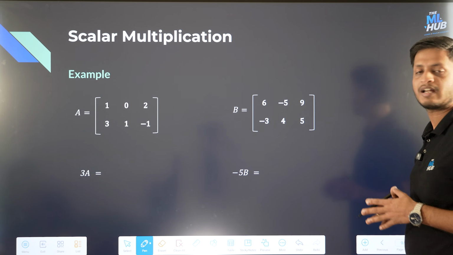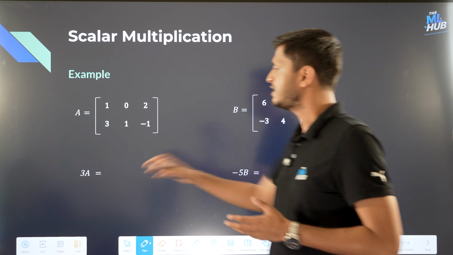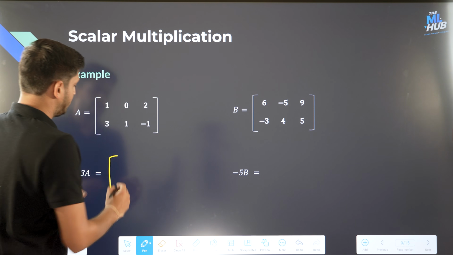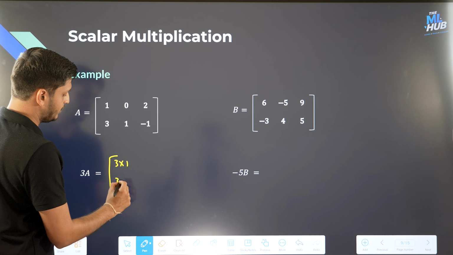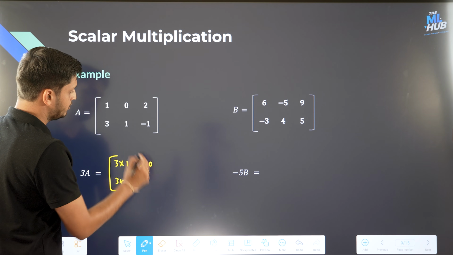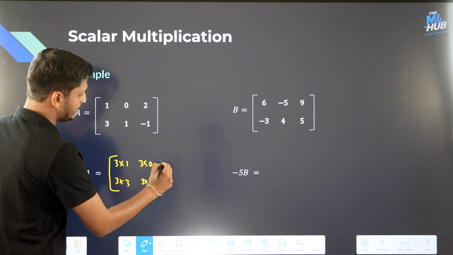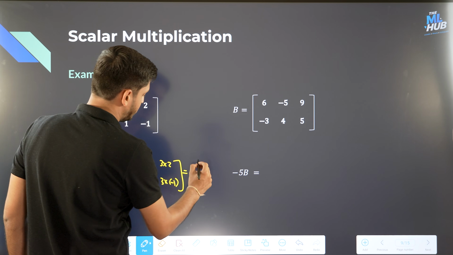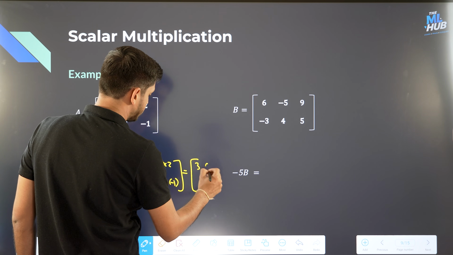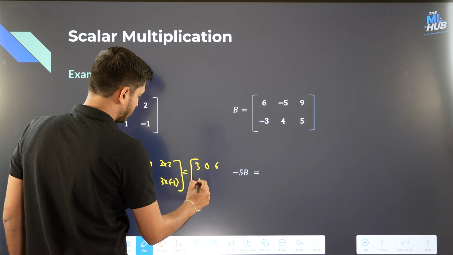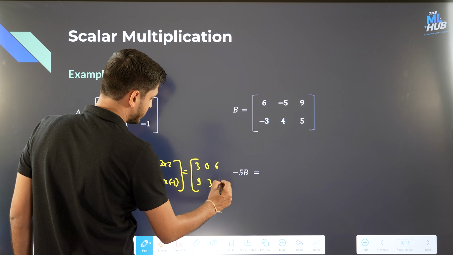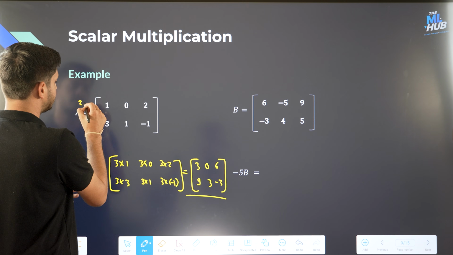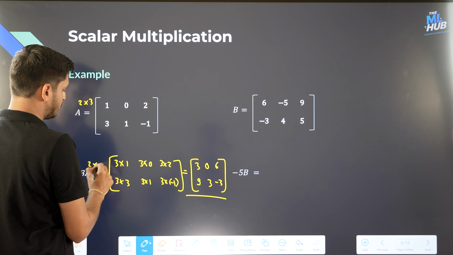Here we have a matrix A, and we have to compute the matrix 3A, which means we have to multiply 3 with this matrix. So every element will be multiplied by 3. This element is 3 into 1, this element is 3 into 3, this element is 3 into 0, this element is 3 into 1, this element is 3 into 2, this element is 3 into minus 1. So at the end the matrix will become 3 into 1 is 3, 3 into 0 is 0, 3 into 2 is 6, 3 into 3 is 9, then 3 into 1 is 3 and 3 into minus 1 is minus 3. So this is what the final matrix will be. And notice that the final matrix also has the same order. This matrix was 2 cross 3 and the final matrix is also 2 cross 3.